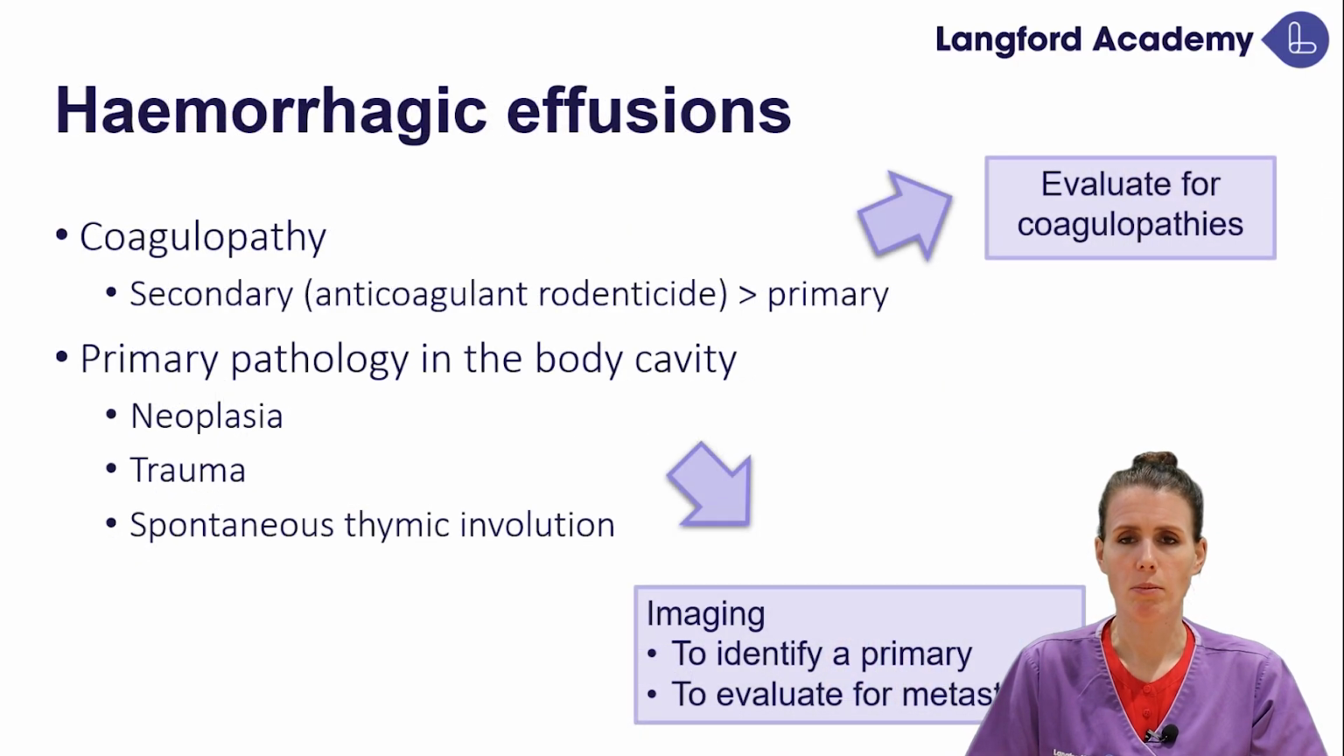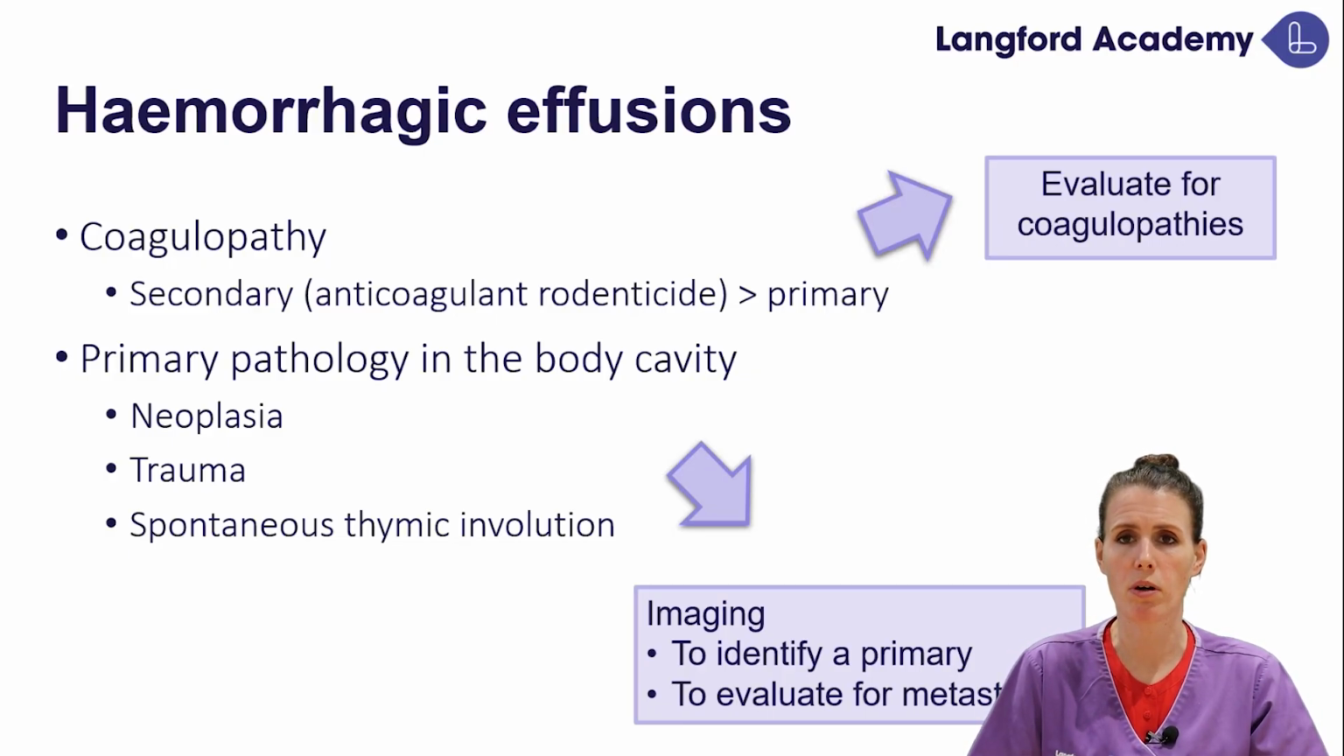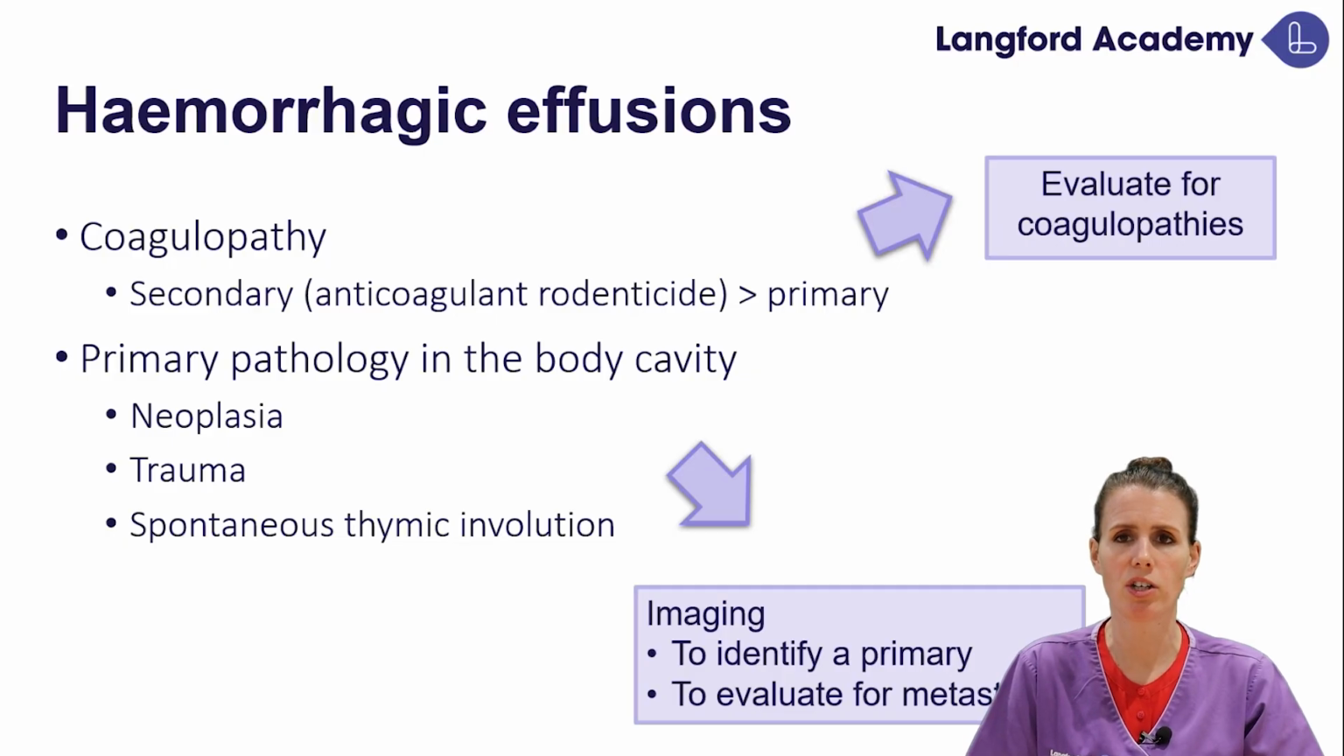So when we're considering hemorrhagic effusions, our primary differentials are either a coagulopathy or structural disease within the thoracic cavity. Coagulopathies that result in cavity bleeds are classically secondary coagulopathies, so clotting factor deficiencies, whether they're isolated or combined, and one of the most common examples of that will be rodenticide toxicity, but we could potentially see them with primary clotting factor deficiencies as well. Or we can have primary pathology within the body cavity, so for example neoplasia, trauma, or spontaneous thymic involution, which is an important consideration in young dogs.